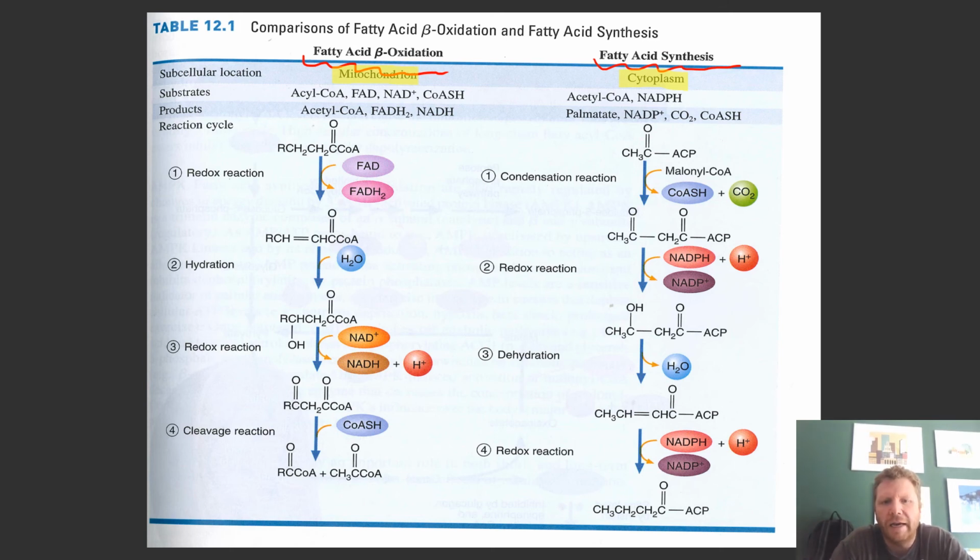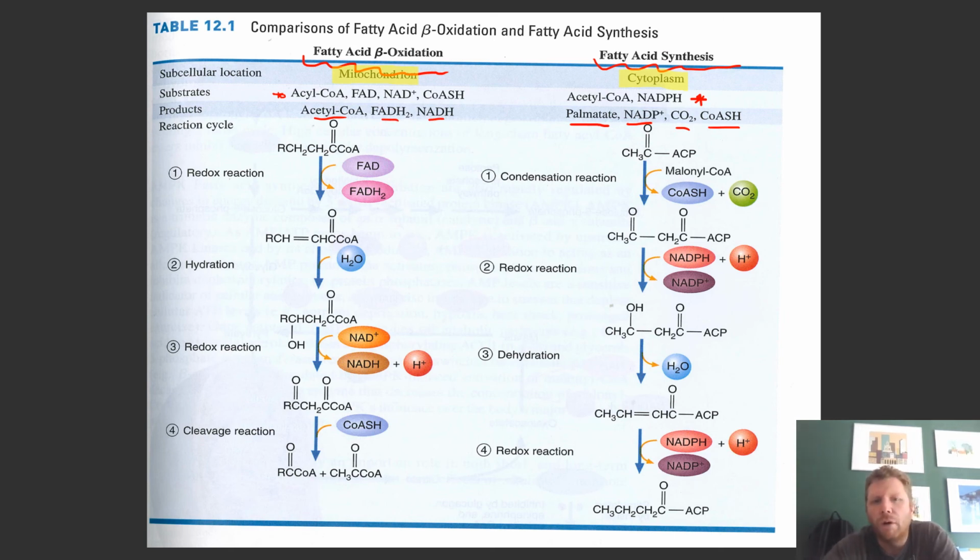Well, for fatty acid synthesis, you've got acetyl CoA and NADPH. Okay. Now, your substrates for beta oxidation, you've got acyl CoA, FAD, NAD, and CoASH. Your products that you're going to be generating from fatty acid synthesis, you're going to get palmitate, NAD+, CO2, and CoASH. Your products for fatty acid oxidation, you're going to get acetyl CoA, FADH2, and NADH.